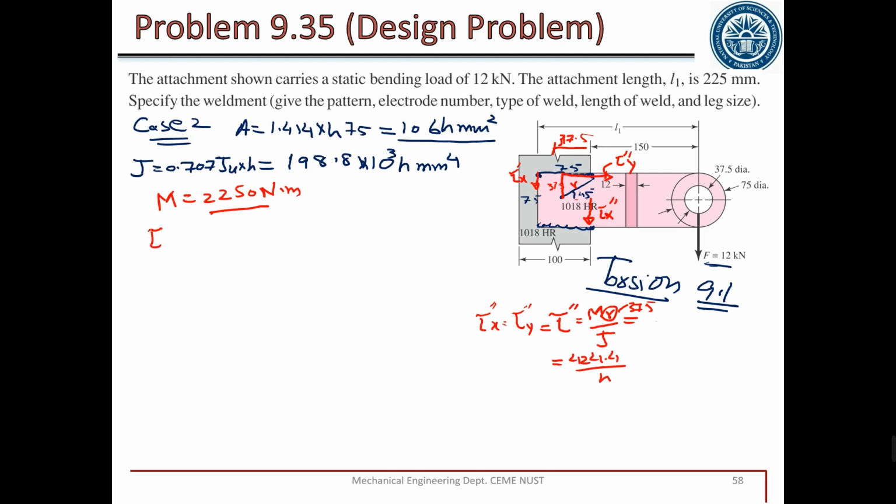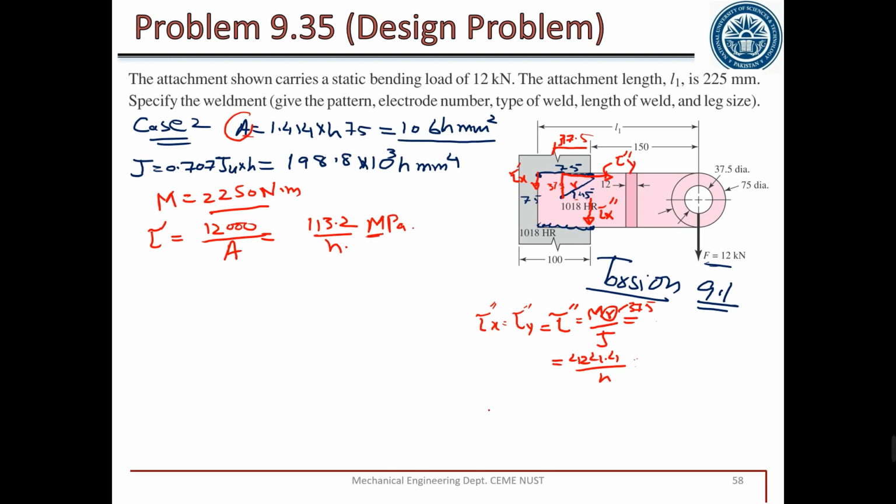And similarly, tau prime is equal to V by A. Force is equal to 12,000 divided by the area. Use the value of area here, and the primary shear will be equal to 113.2 by h. So just check the value, whether it is MPa or kPa. I have not written the unit, so it can be kPa as well. So just check this value, MPa or kPa.